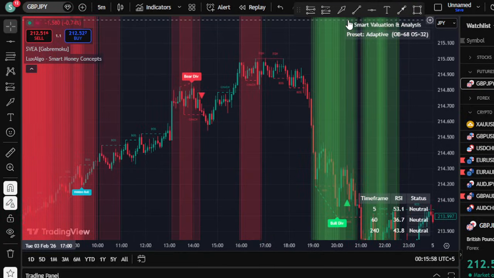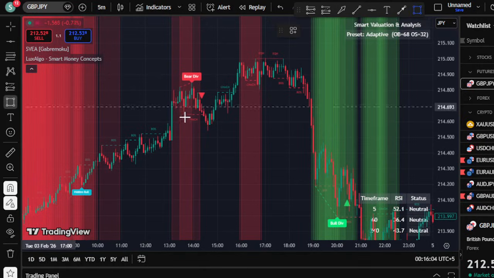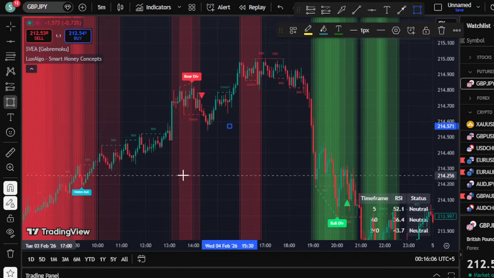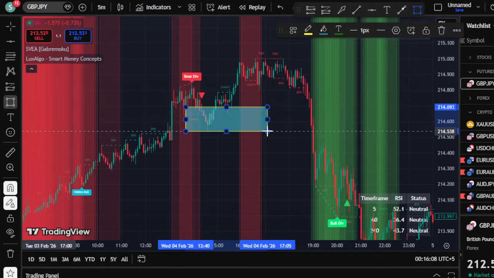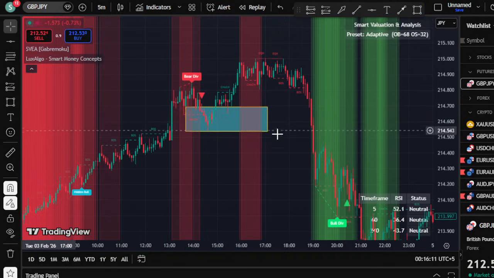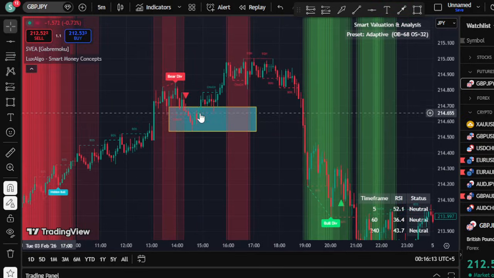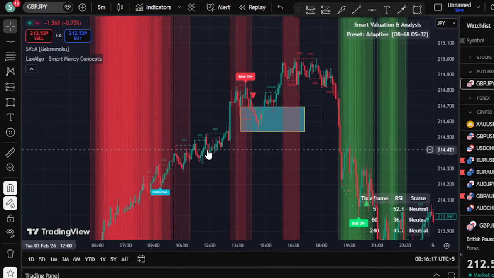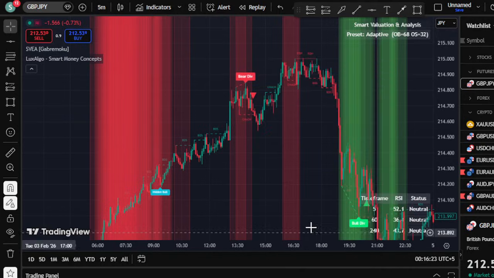Now let me tell you about the entry, how we can possibly take our entries in a good way. Just look at this. The change of character is coming from here. Most traders make the mistake of executing their sell positions from here. Whenever there is a change of character, instead of marking that point, mark the upper part.